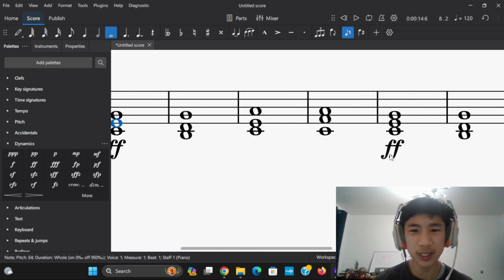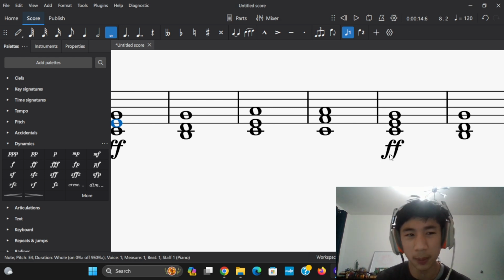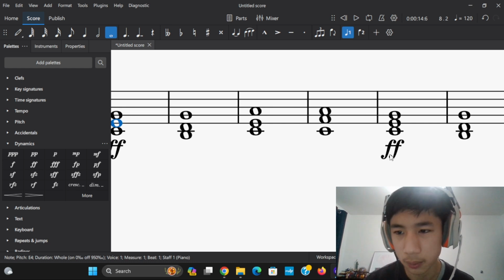And as you can see, it didn't really take much to create this chord progression that so many have used, just with your basic functional harmony fundamentals.